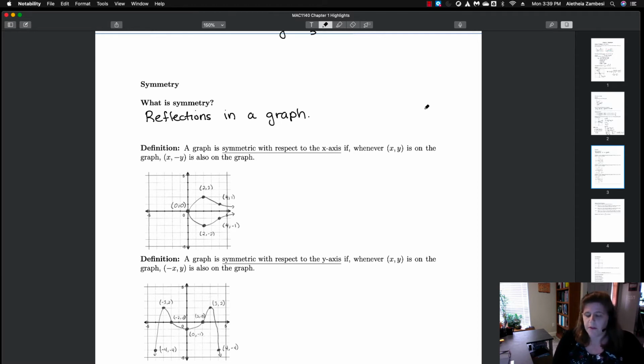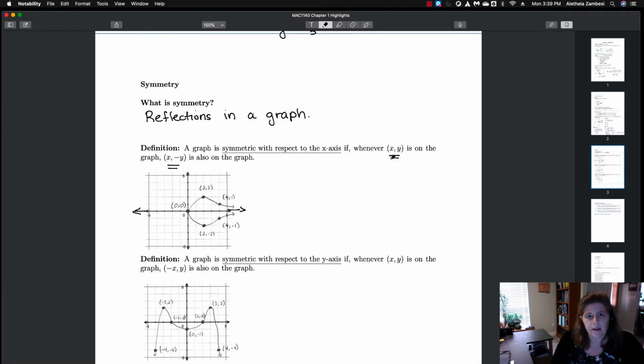The first one is symmetry with respect to the x-axis. So if you have a graph that's symmetric with respect to x, that means that whenever a point x, y is on the graph, the point x, negative y is also on the graph. So symmetry with respect to an axis, if you think about it as folding the graph on that axis, the points of the graph would meet. So if I'm looking at this, if we fold it along this x-axis, both the top piece and the bottom piece would then match together, so it means it's symmetric.